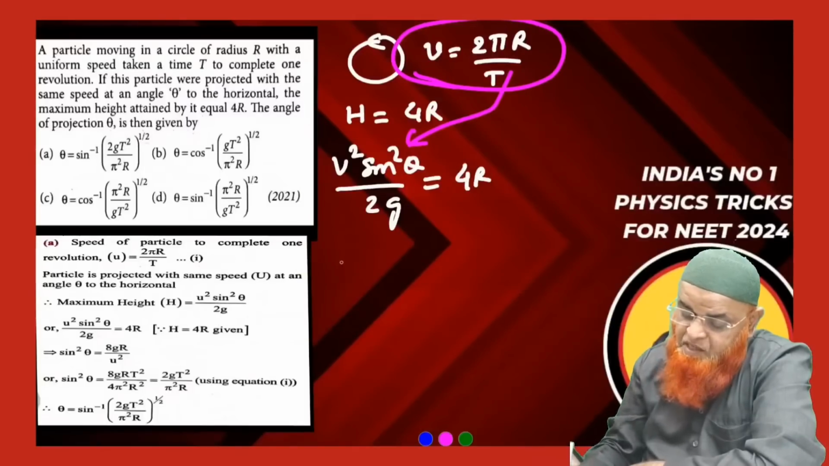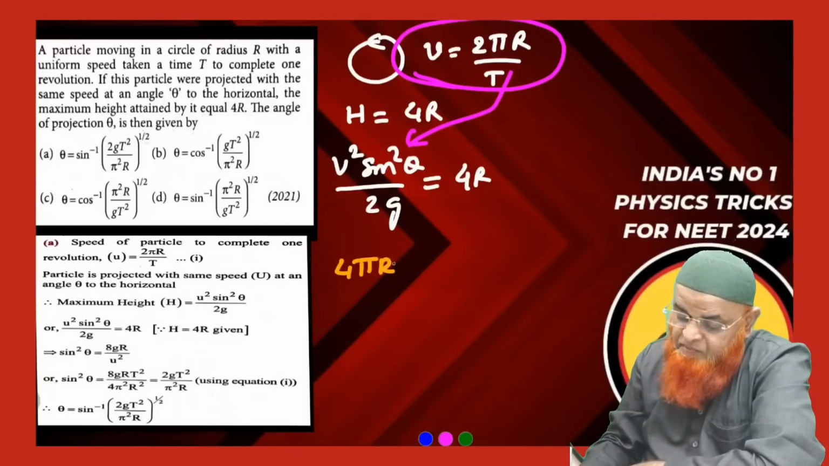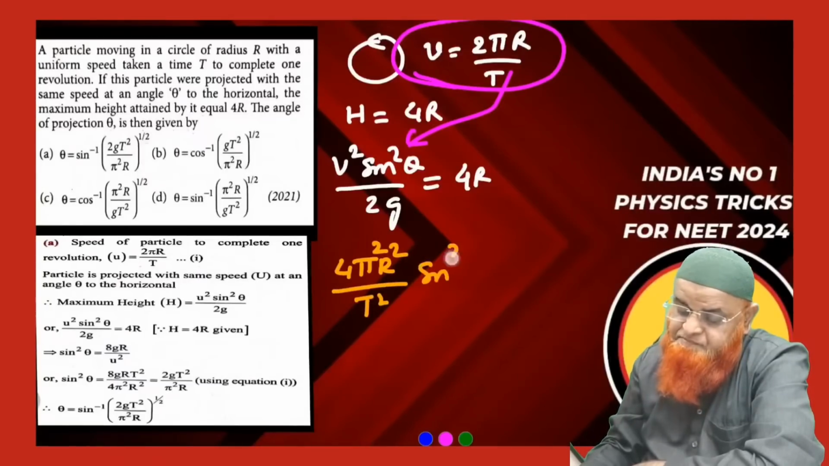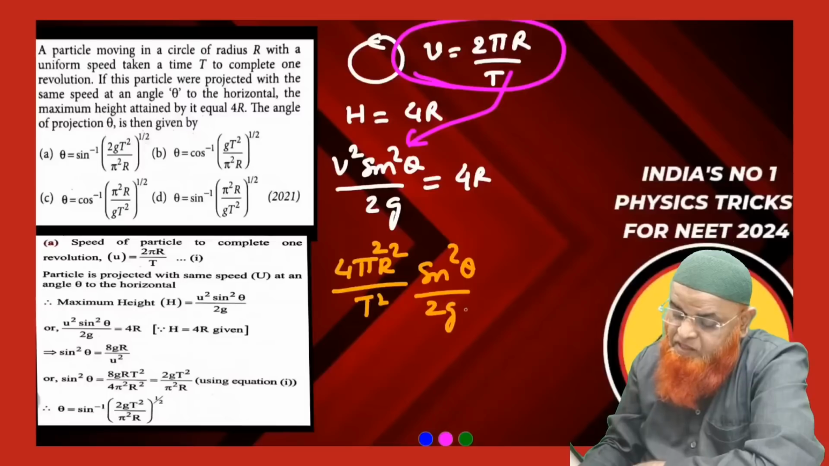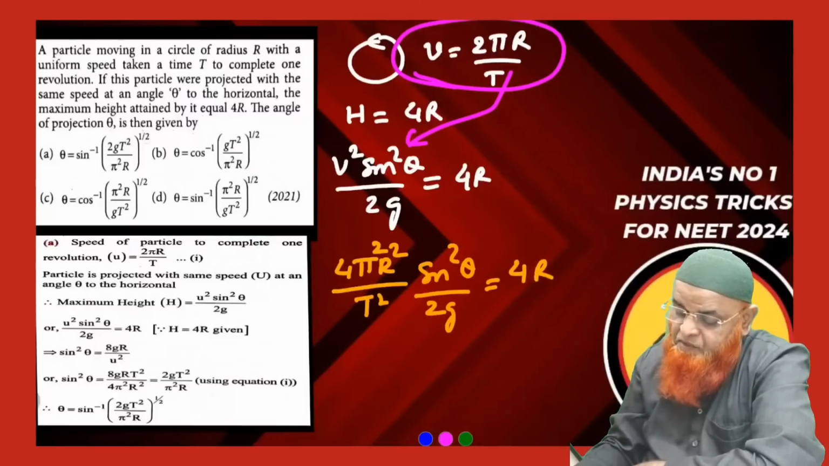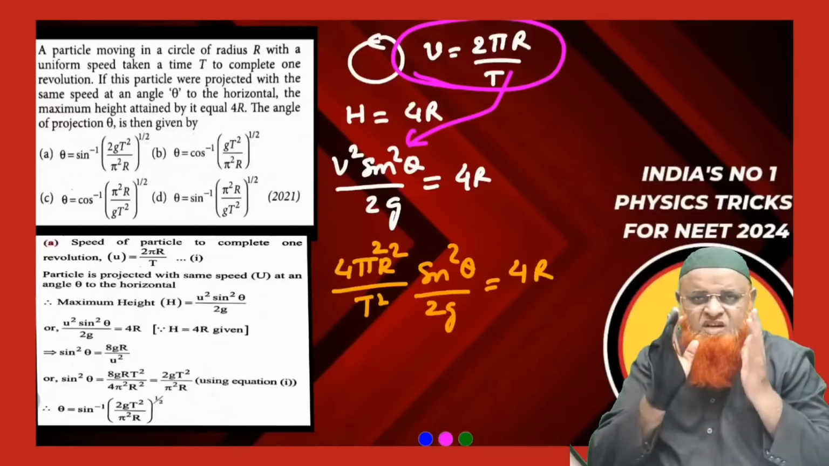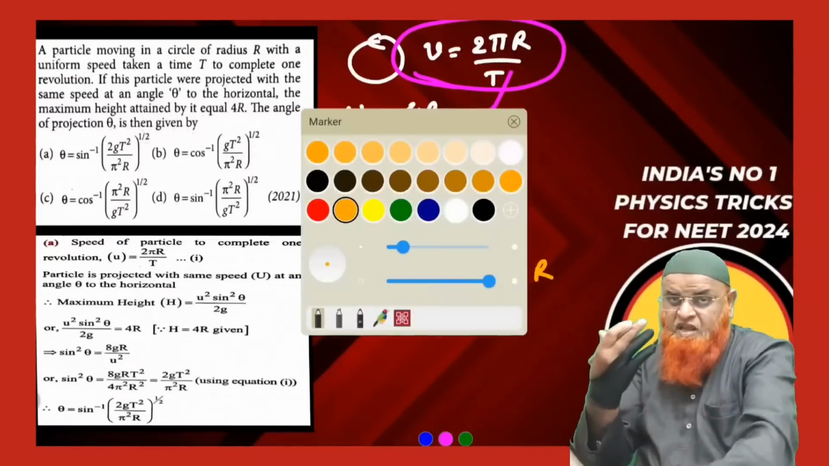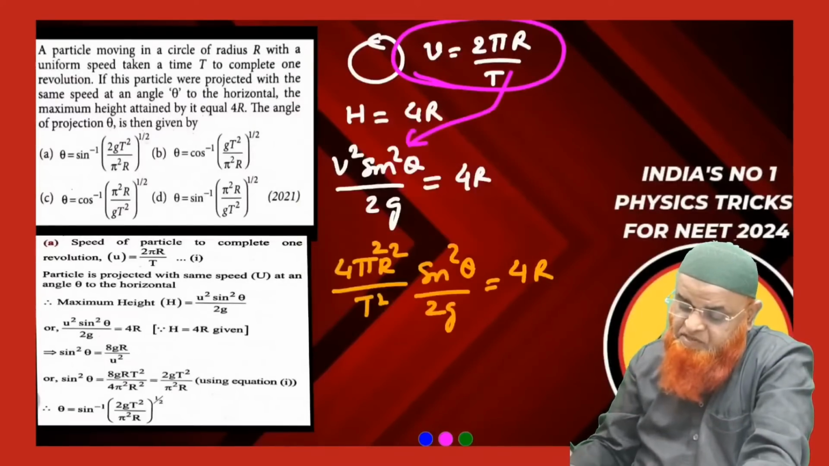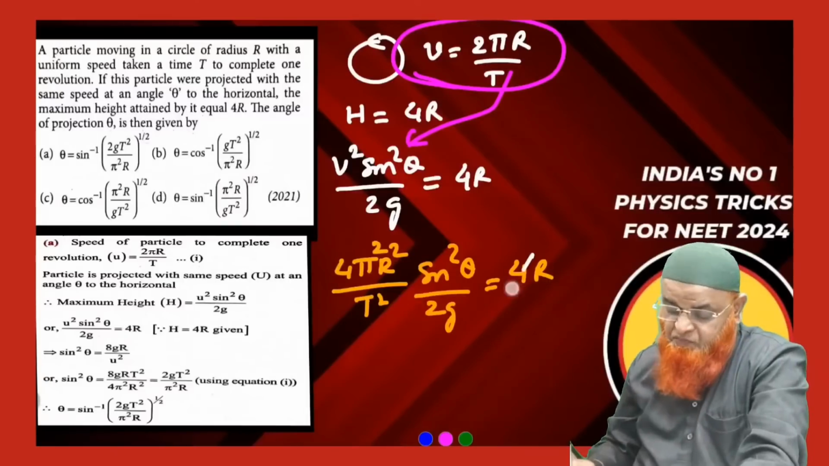So now I am taking v square as 4 pi square r square by t square into sine square theta by 2g, which is equal to 4r. That's it. Your work is done. Just simplify these two and get the answer in a fraction of seconds. It's a very simple method. I'm going to explain it in a very strategic way.